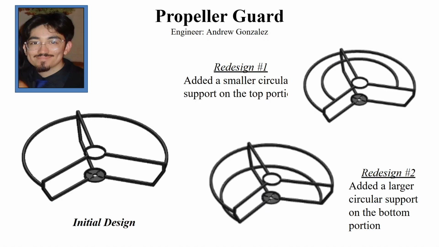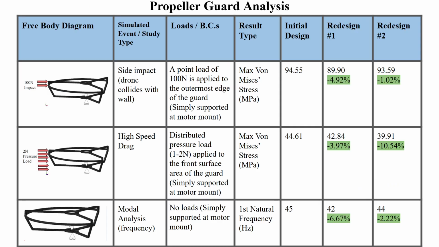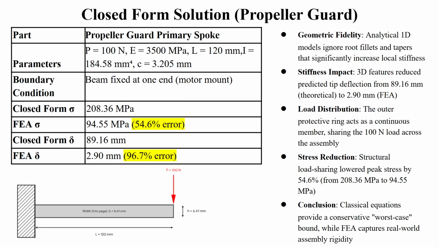We evaluated 3 propeller guard designs: the initial 3-spoke layout, redesign number 1 with a top circular support, and redesign number 2 with a bottom support. These additions were intended to increase overall assembly stiffness. Testing across side, impact, drag, and modal frequency showed that redesign number 1 was best for impact, while redesign number 2 reduced drag stress by over 10%. Both iterations slightly lowered the natural frequency, confirming that added mass shifted the harmonic response.